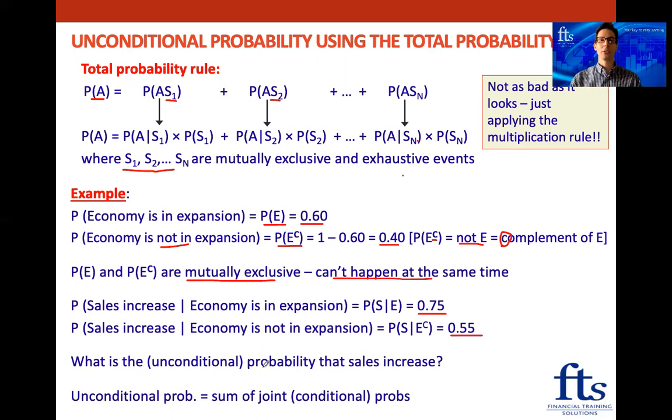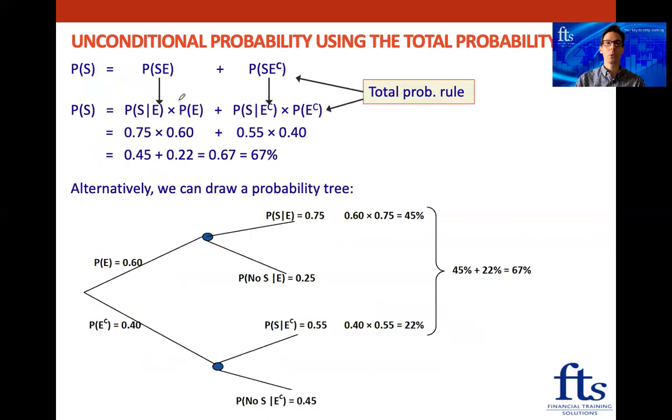So now they want us to do this whole thing here. What is our unconditional probability that the sales increase? So this unconditional probability, if we look at the top of the slide, is the sum of the joint or the conditional probabilities. We're taking the sum here of these joint probabilities. Right, so let us now put it all together. We've got to break up these joint probabilities using our multiplication rule.